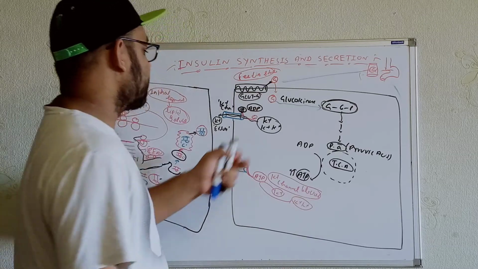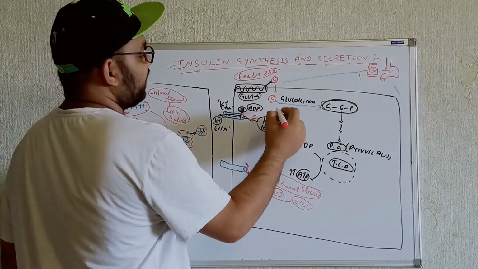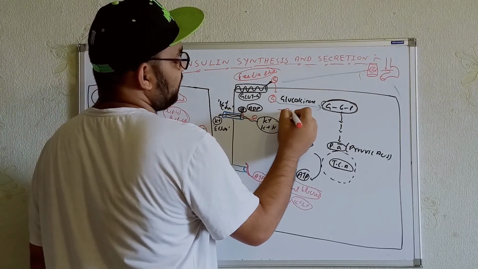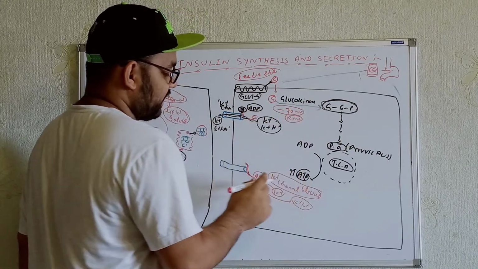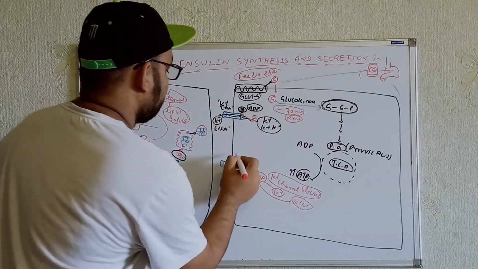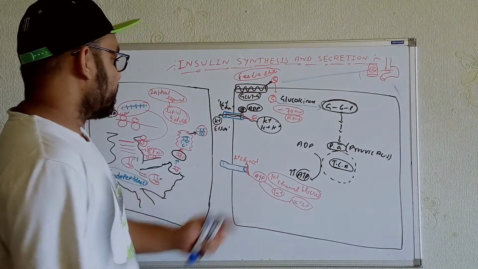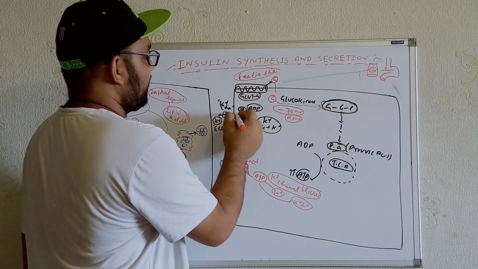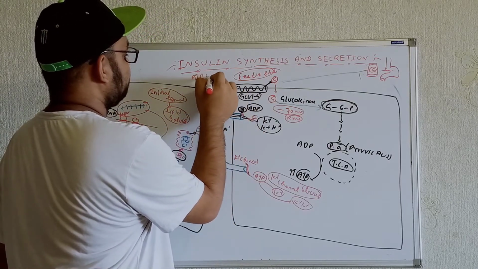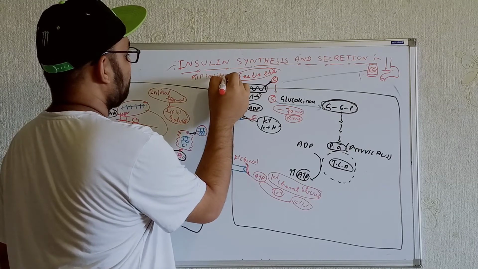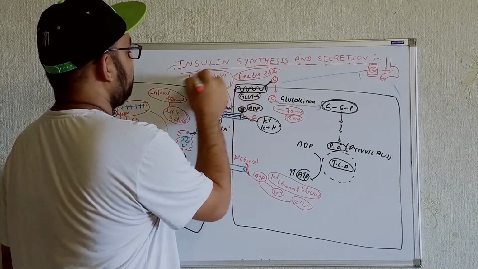For example, whenever the potassium was going out, at that time the cell was in the resting condition. So I'm just taking, for example, the potential was around minus 70 millivolt, resting membrane potential. But whenever the ATP is coming over here, ATP is blocking the potassium channel. Now that's why it is known as what? ATP sensitive potassium channel. Okay, it is known as ATP sensitive potassium channel.